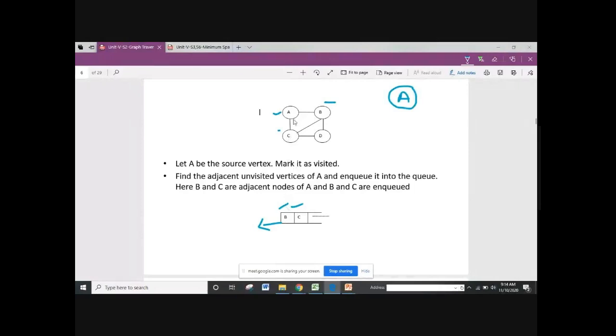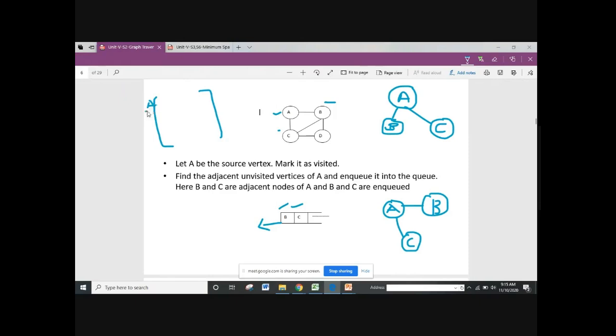When you push the adjacent vertices, you can draw the corresponding diagram. B and C are pushed inside the queue, so this is the way I represent it. Otherwise, I can draw it the same way: B and C are the adjacent vertices. Now I'm going to dequeue B. When I dequeue, once again I look into this graph. Actually, algorithm wise, you have to find the adjacency matrix.